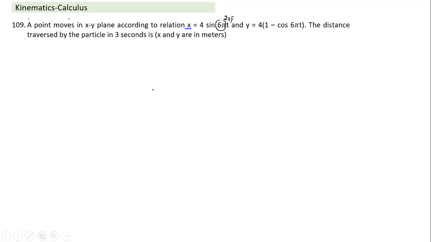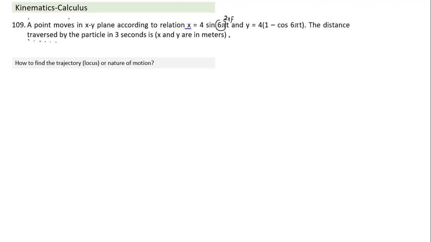Yes, sir. First, we have to understand that it's a motion in a 2D plane. The first thing you notice is that both x and y coordinates are changing. It means it is a 2D motion. And if you have to find the distance traversed, I must know its path, the trajectory. We need to find the path it follows, which is called trajectory or nature of motion.